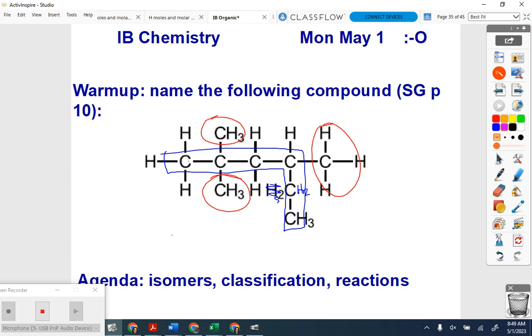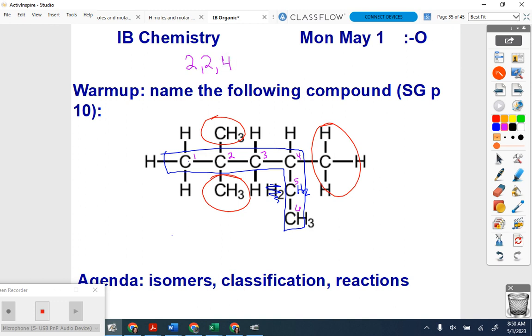What we want is the sum of the numbers of the substituent groups should be as small as possible. So if we number it like this, where it's 1, 2, 3, 4, 5, 6, we have 2 methyl groups coming off of carbon 2 and 1 coming off of carbon 4. If we did it the other way, it would be 3, 5, and 5. So we want smaller numbers, so we're going to call this 2, 2, 4.